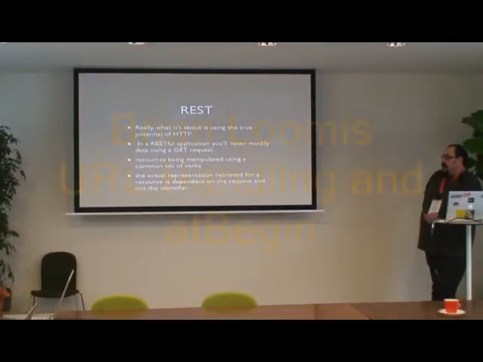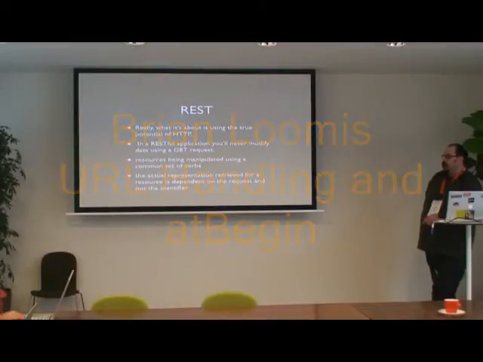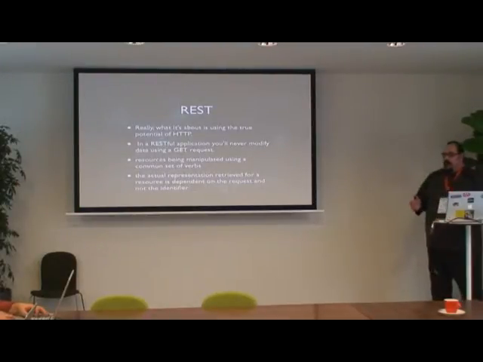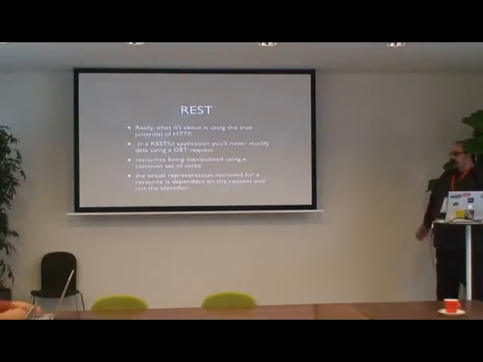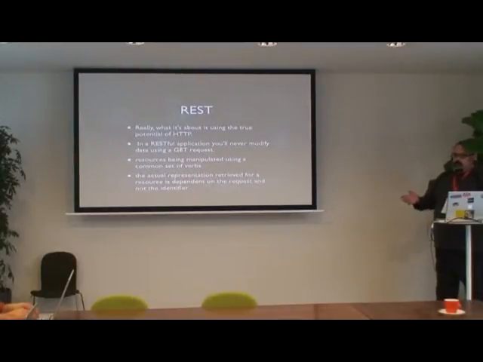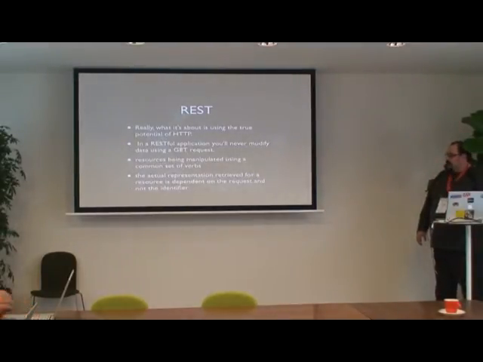The resources that are managed use a common set of verbs, the HTTP verbs, POST and GET, and there's a couple others that I'll get to that aren't really well used. But the actual representation that's retrieved for a resource is dependent on the request and not the identifier. And so when we have extensions on URLs like .lasso or .cfm, .asp, those are superfluous. They don't really define anything about what type of resource that request is supposed to provide. And there's an exception to that, and I'll show you guys in a second what that is.